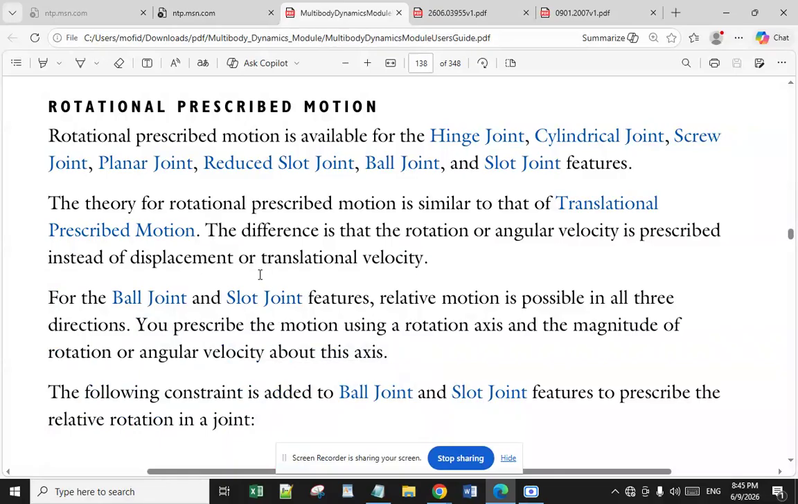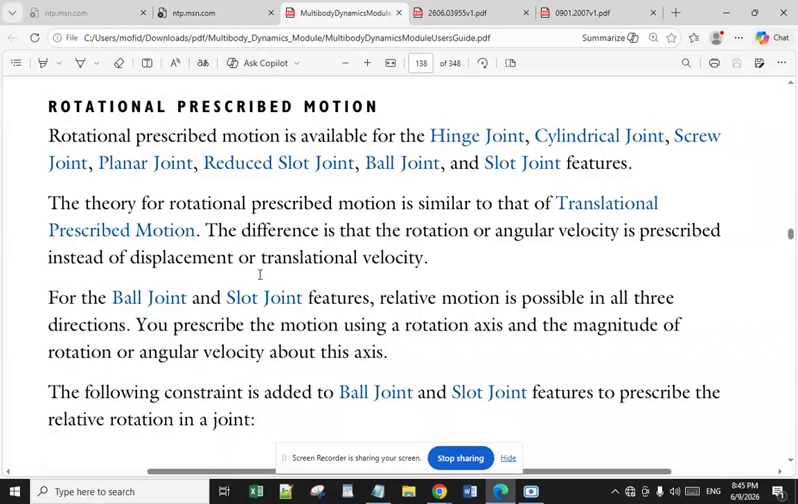Rotational prescribed motion is available for the hinge joint, cylindrical joint, screw joint, planar joint, reduced slot joint, ball joint, and slot joint features. The theory for rotational prescribed motion is similar to that of translation prescribed motion. The difference is that the rotation or angular velocity is prescribed instead of displacement or translational velocity.